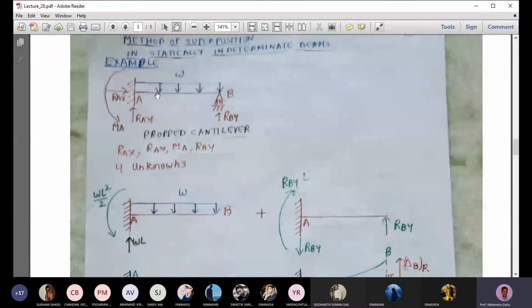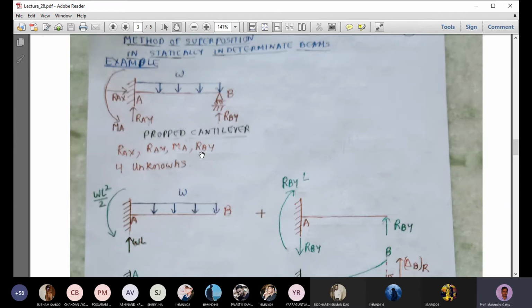So we want to find the reactions at A and the reaction at B. Let's find out what the unknowns are. There is a distributed load W acting in the downward direction. At A we have a vertical reaction RAY and a horizontal reaction RAX. Since it is a fixed end, rotation is prevented, so there will be a moment restraint. That moment reaction is MA. And at B we have this roller support, so there is a vertical restraint, RBY. So totally there are four unknowns: RAX, RAY, MA, and RBY.